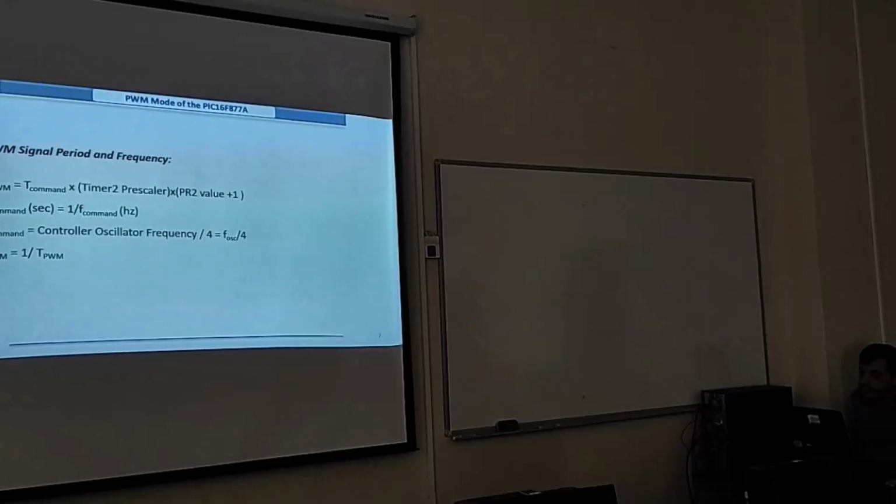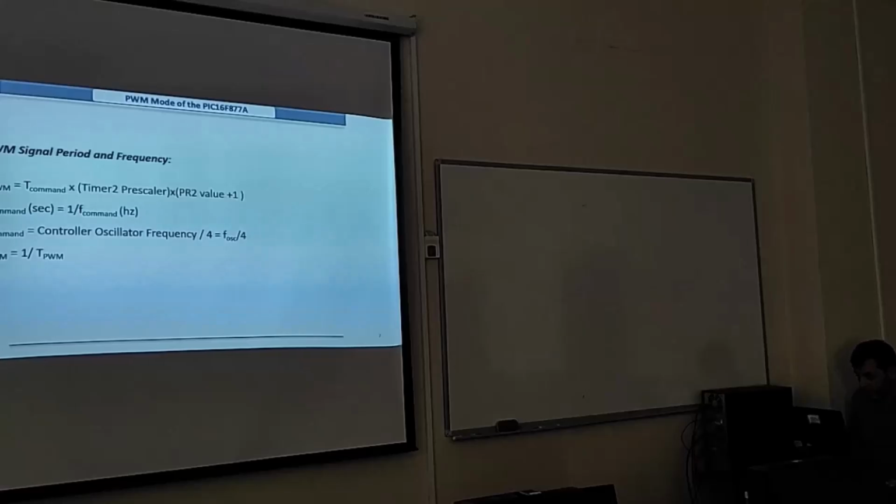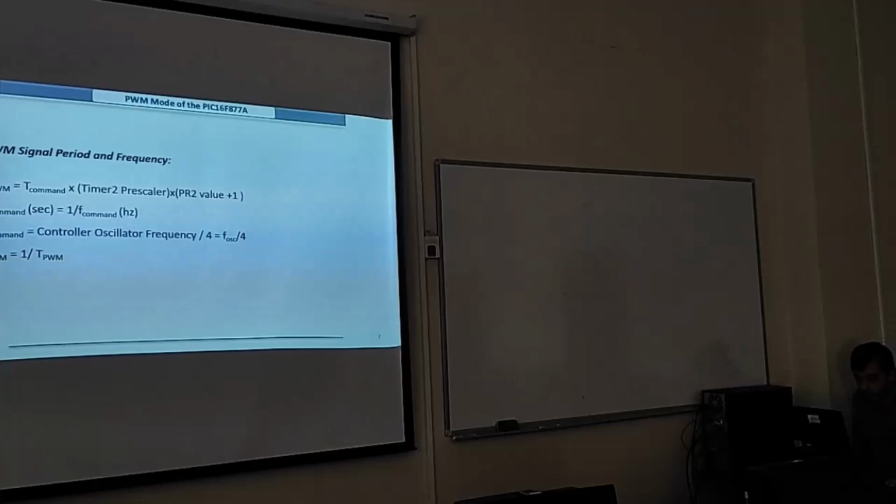In this slide, the PWM period is calculated as follows. T_PWM equals T_command multiplied by the timer 2 prescaler and multiplied by PR2 plus 1. Here, T_command equals 1 divided by F_command, and F_command is equal to the oscillator frequency divided by 4. Finally, the PWM frequency is calculated as 1 divided by T_PWM. In other words, the PWM frequency directly depends on the oscillator frequency, the timer 2 settings, and PR2 value.